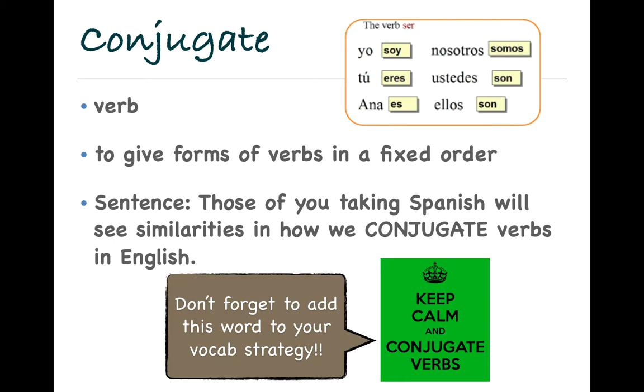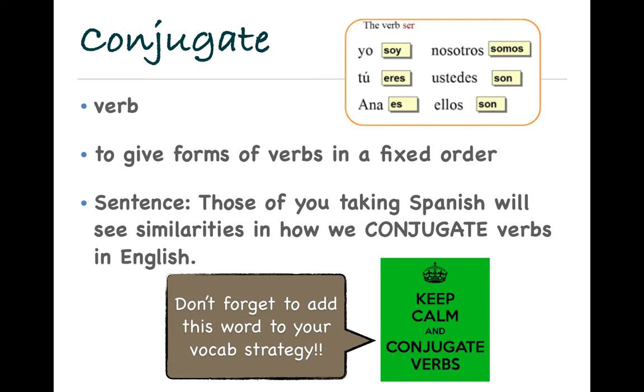The sentence in your book says, conjugate the present tense of the verb to see as follows. I see, you see, he sees, we see, you see, they see. Those are all different conjugations of to see. So don't forget to add this to your vocab strategy.